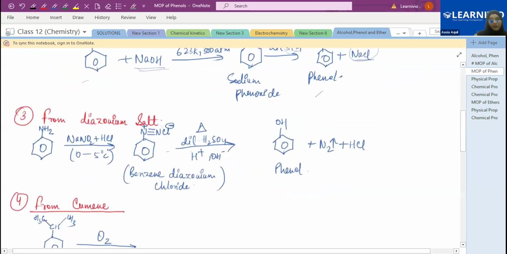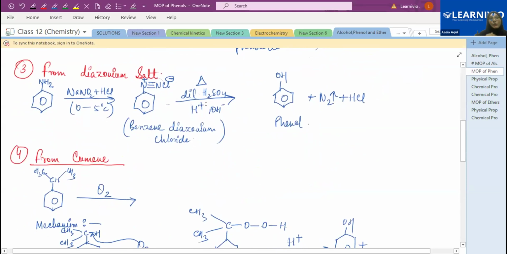Okay, done. Now see the next one. From diazonium salt, how can we prepare the corresponding phenol? So when you take this, tell me what is the name of this structure? Benzene with the NH2 group attached to the benzene. What is the name of this structure? Aniline.